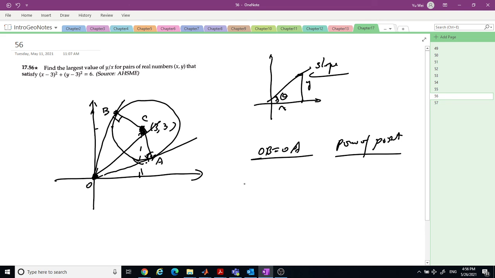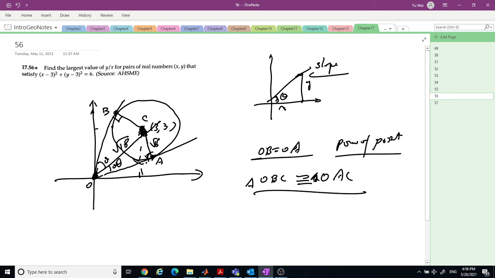From one point, the tangents to the circle are all the same, right? Then we can also prove that triangle OBC is congruent to OAC. Then this means this is the angle bisector. So now we can see this one is root 6, and this one is 3, and 3 squared plus 3 squared is 18, right? So OC is equal to root 18.